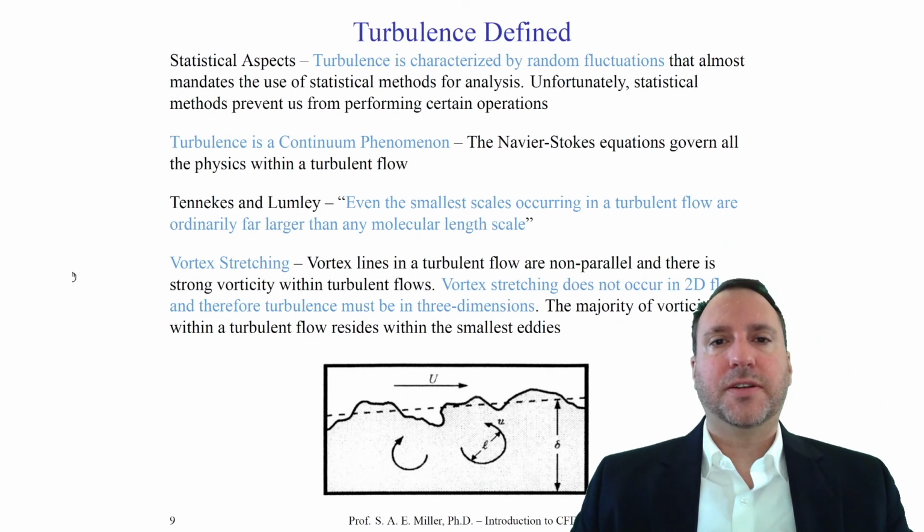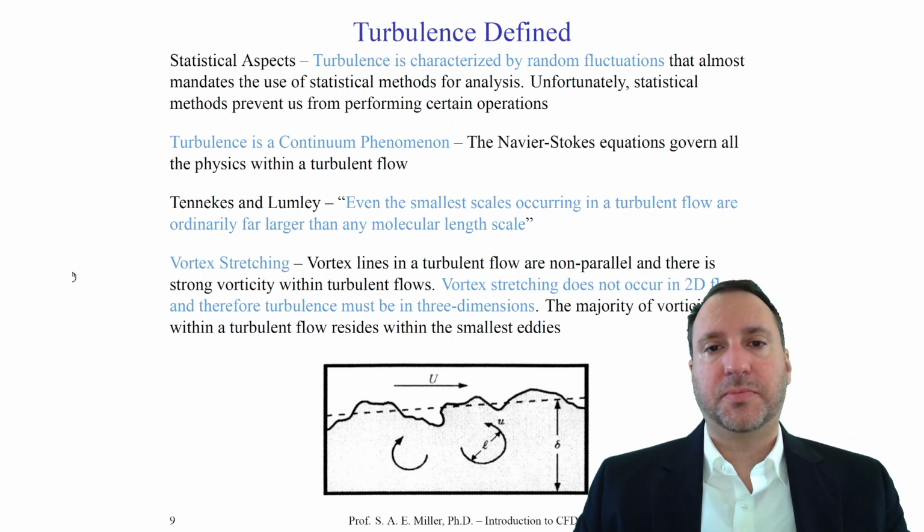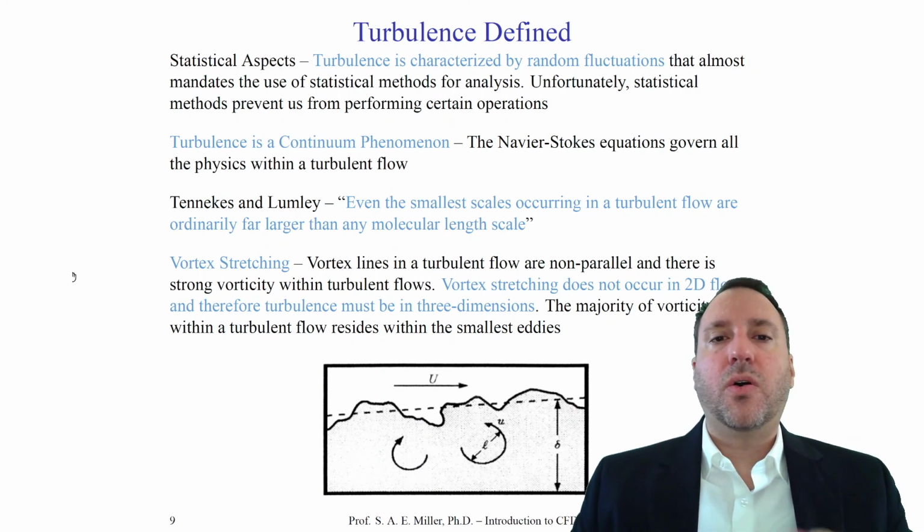Let's look at some more definitions of turbulence. There are certain statistical aspects of turbulence. We characterize turbulence by its random fluctuations. That almost always mandates the use of statistical methods for analysis. This is also because the discrete or temporally evolving properties are not predictable with CFD themselves. Only the statistical quantities are truly predictable, and they can only be compared with experiment in fully turbulent high Reynolds number flow. Unfortunately, the statistical methods prevent us from performing certain operations.